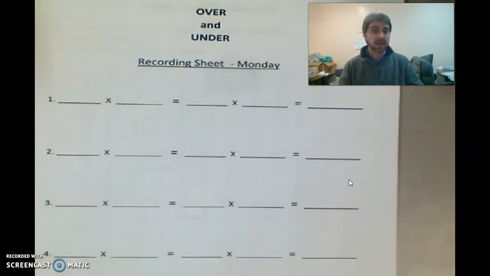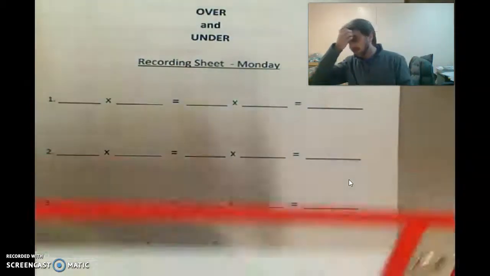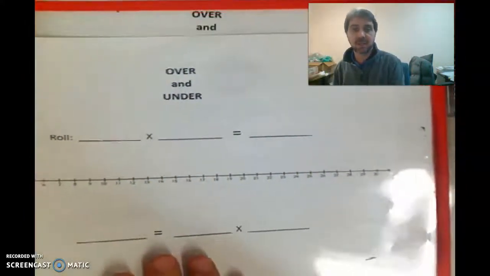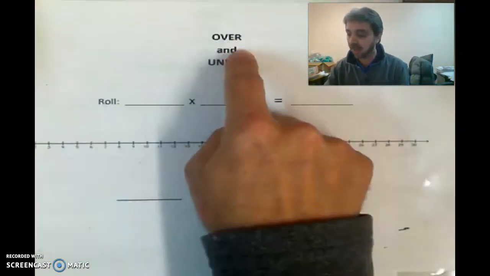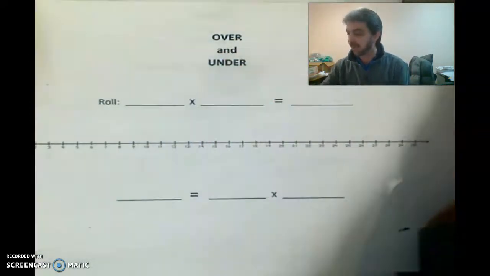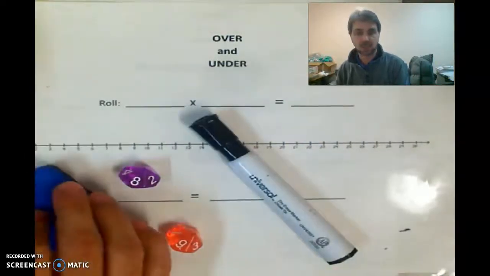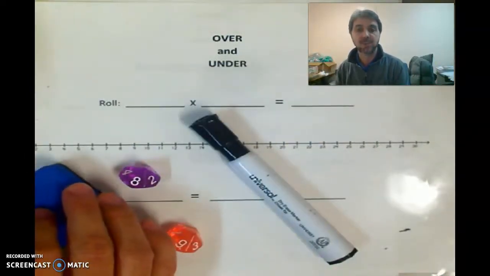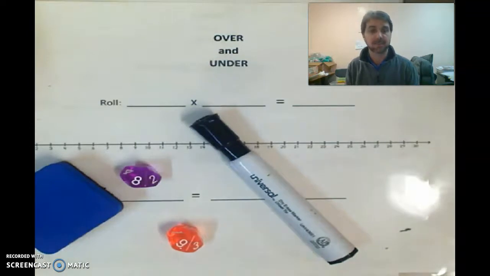Okay, so in your math packet, I revised it a little bit. In your math packet, you want to take out the paper that says over and under. All right, and then you need 2 dice, and you need your marker and an eraser. Okay, and once you have that, then come on back. So pause the video, get your materials, and then come on back. I'll see you in a minute.